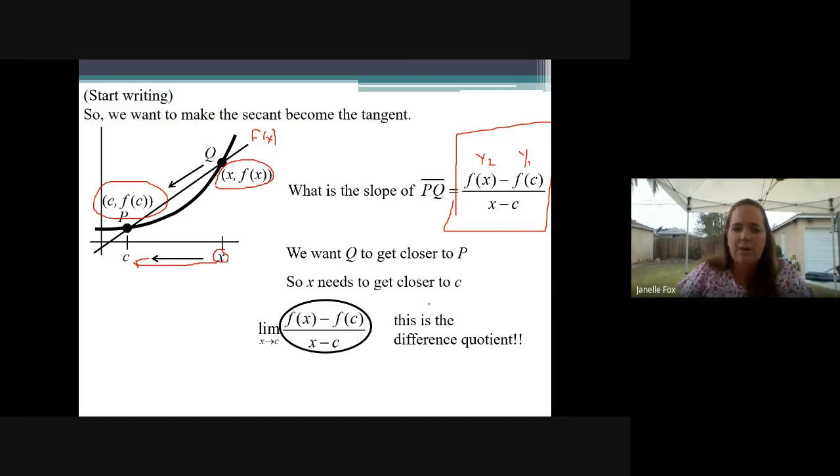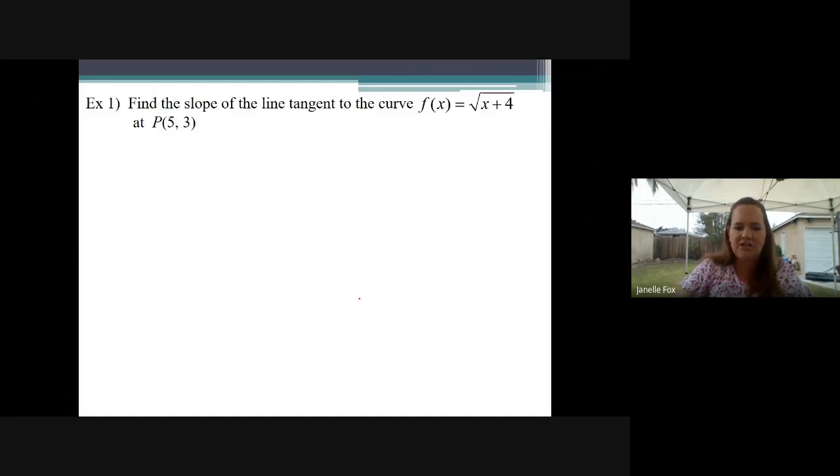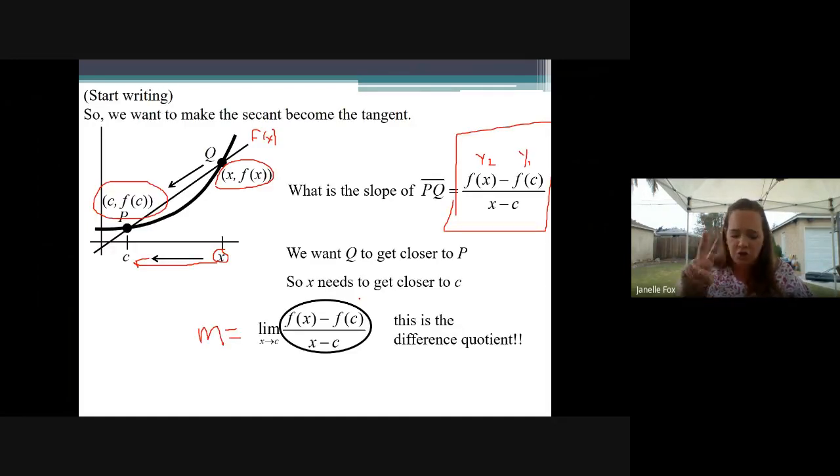Now, this represents the slope of a tangent, okay? So if you want to put an M equals, this is the slope of the tangent line. We are going to do a whopping 2 examples.